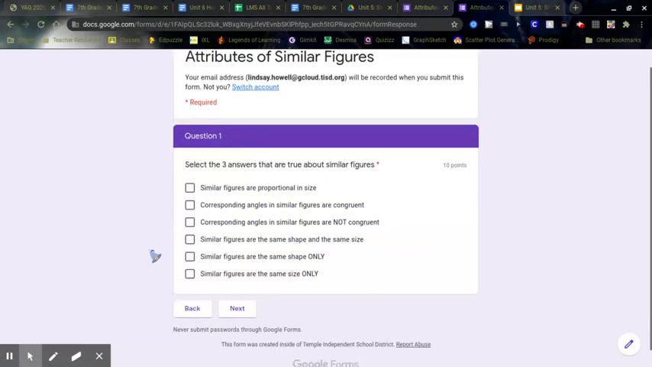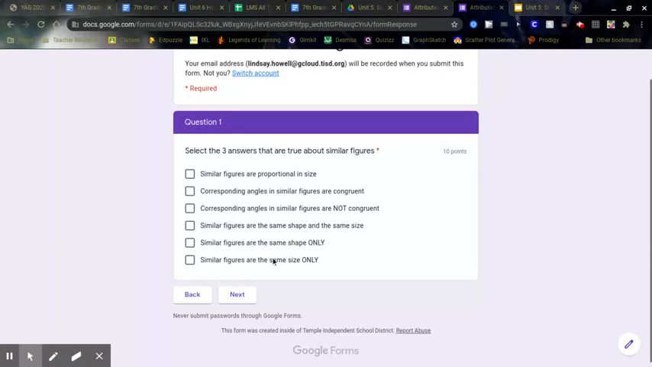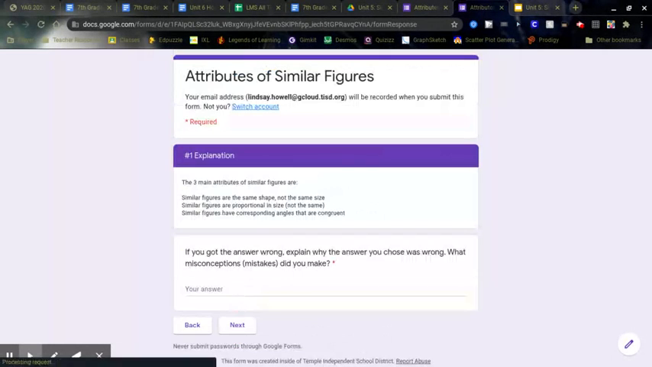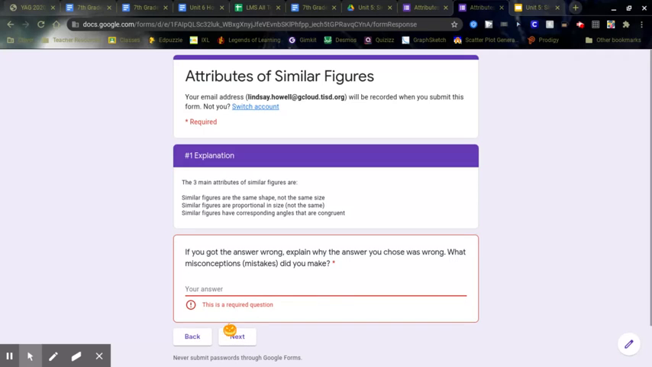So the first one is going to say, select the 3 answers that are true about similar figures. So I'm just going to select 3. 1, 2, 3. Okay. And then the next one, it'll go to, hey, no, these are what the attributes are. So if you got it right, if you chose those, yeah, good job. You can say, I got it correct. But if you got it wrong, you need to write which one you chose instead of the correct answer. Okay.